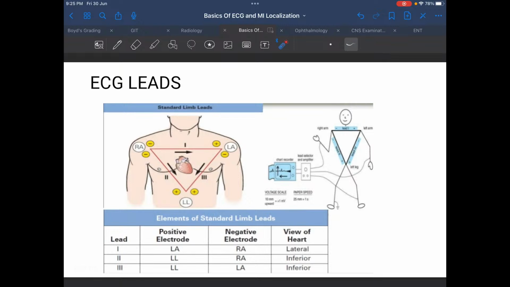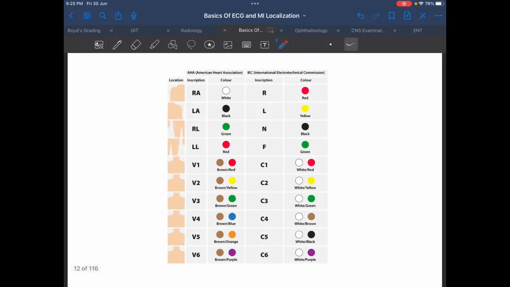So let's just talk about the ECG leads now. Okay, so let's just see how the ECG leads are placed, and we're going to discuss some of the history of the ECG as well. So this is what I want you to know, and I want you to learn by heart. This is going to be a very practical based thing.